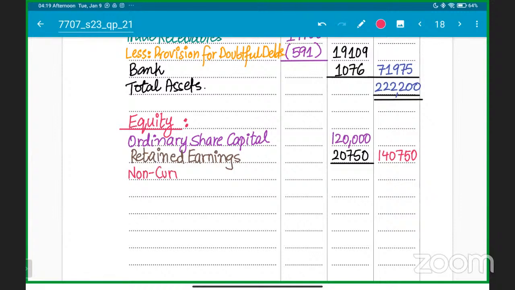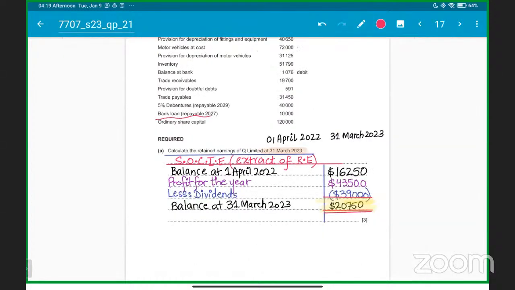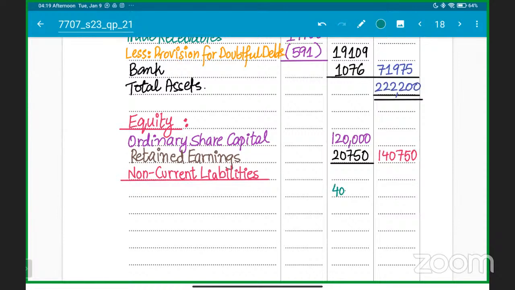You have to figure out non-current liabilities, that are more than one year, and that will definitely be debentures and anything that is more than 2023. So we have non-current liabilities as bank loan and 5% debentures. Okay, students, is everyone following me? So we have 40,000 for debentures and $10,000 as the bank loan. Is everyone following?